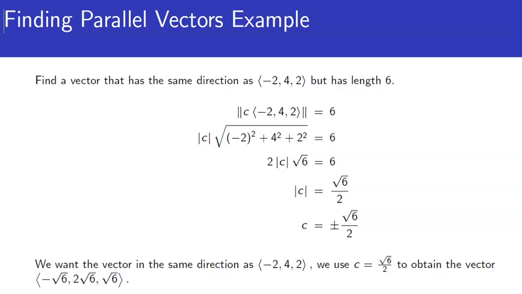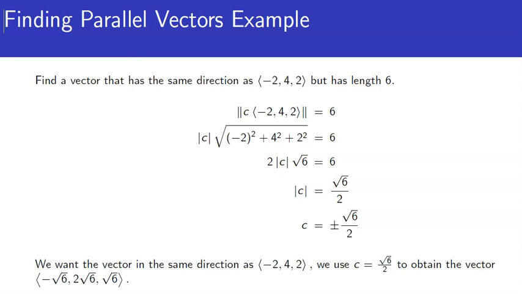In this example, we're going to find a vector parallel to a given vector. So remember, two vectors are parallel if they're constant multiples of each other. So this problem is asking us to find a vector that has the same direction as the vector -2, 4, 2, but has a different length.